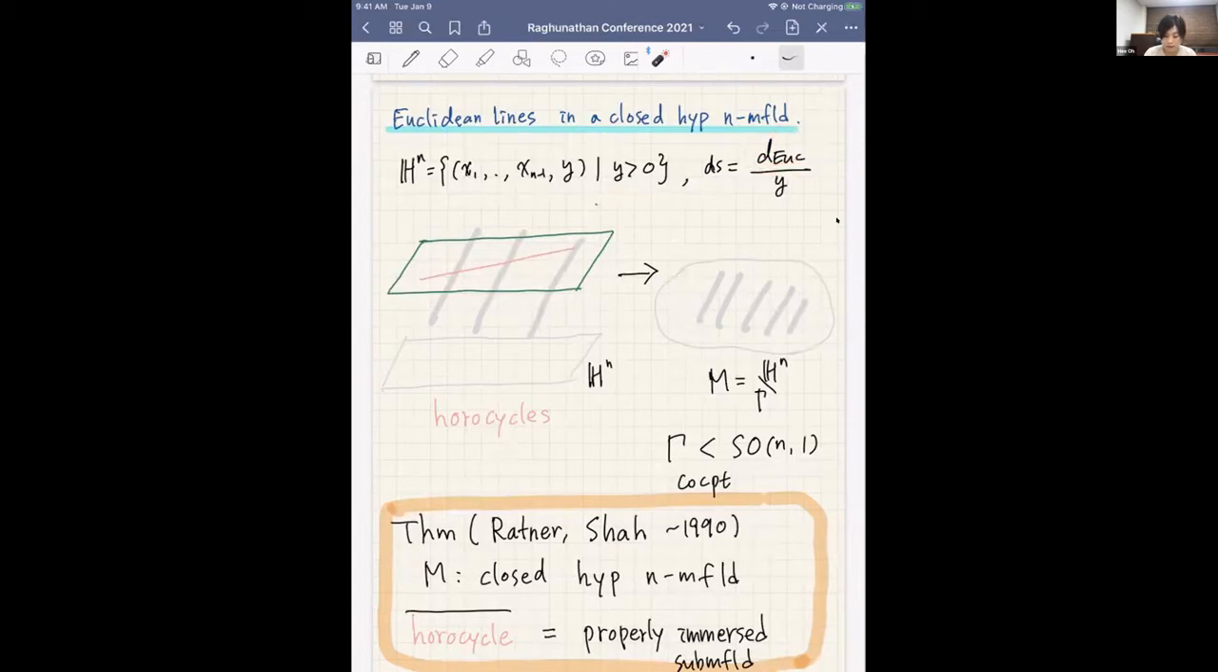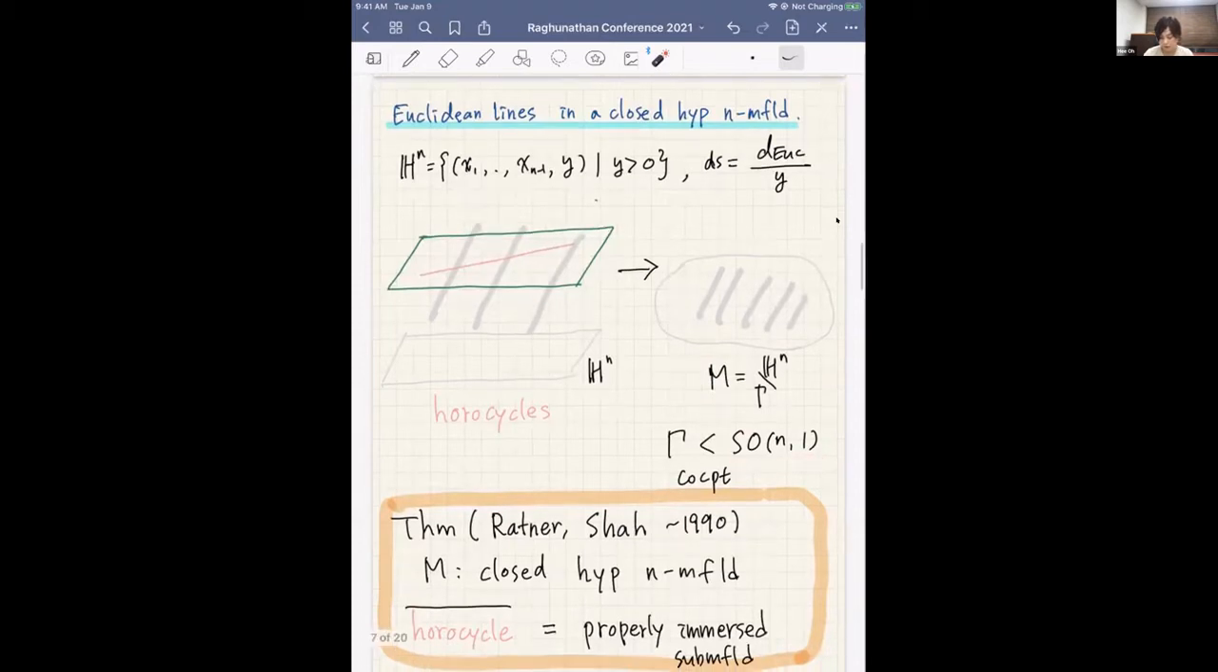So for the same reason, if I consider any horizontal line, it has to be a line on some horizontal plane. Any horizontal line is a Euclidean line, because if I restrict my hyperbolic metric, the y coordinate is fixed, so it's just a Euclidean line. Okay, so I'll call these horizontal lines horocycles in Hn. And now, again, any complete hyperbolic manifold can be presented as the quotient of Hn by gamma, where gamma is some torsion-free discrete subgroup of SO(n,1).